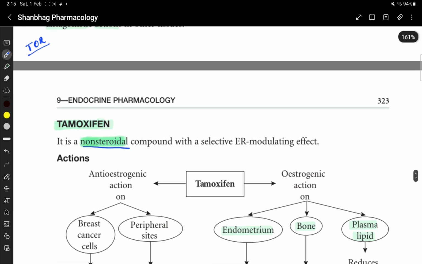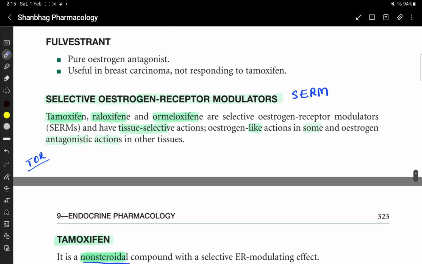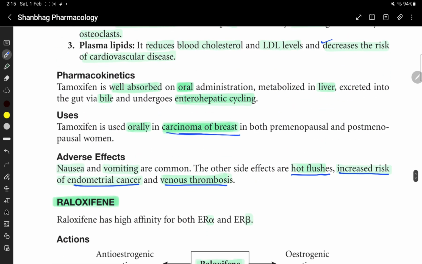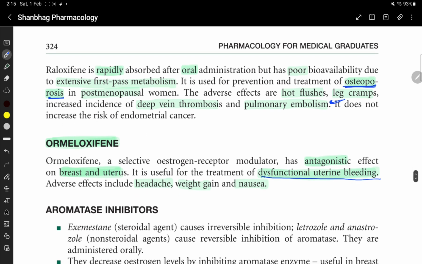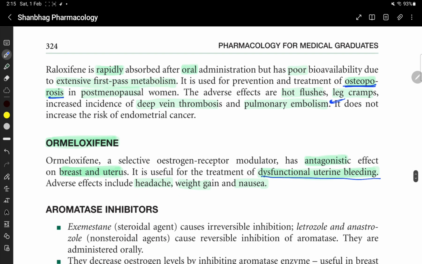The examples of selective estrogen receptor modulators: tamoxifen, raloxifene, ormeloxifene. Tamoxifen का यूज़ क्या था? ब्रेस्ट कैंसर. It is used orally in carcinoma of breast in both premenopausal and postmenopausal women. Raloxifene was used in the treatment and prevention of osteoporosis in postmenopausal women. Ormeloxifene is used in the treatment of dysfunctional uterine bleeding.